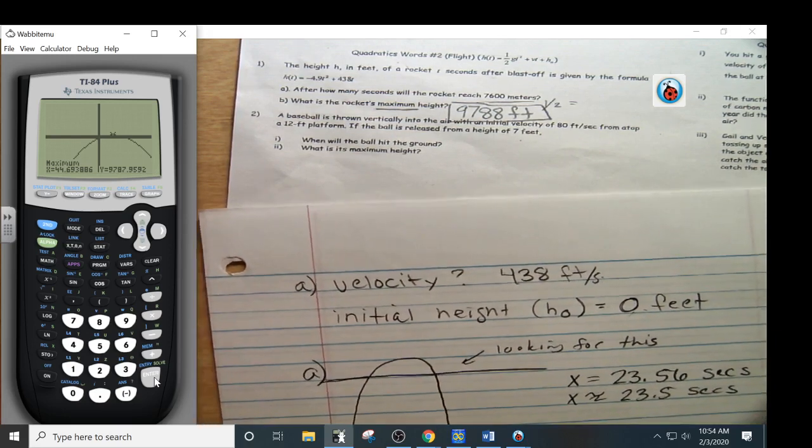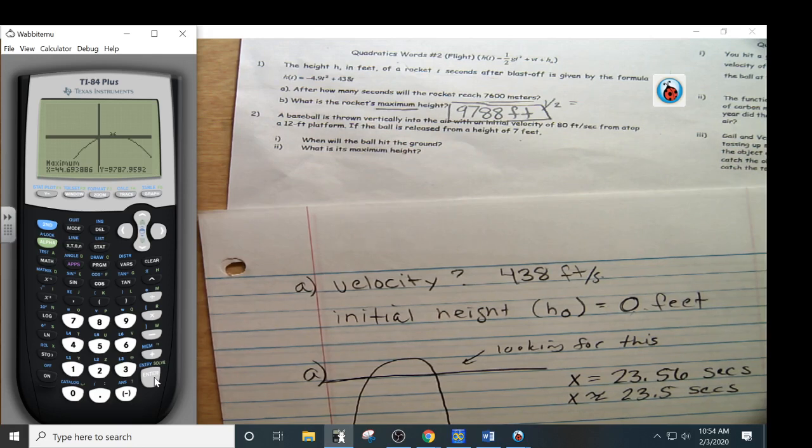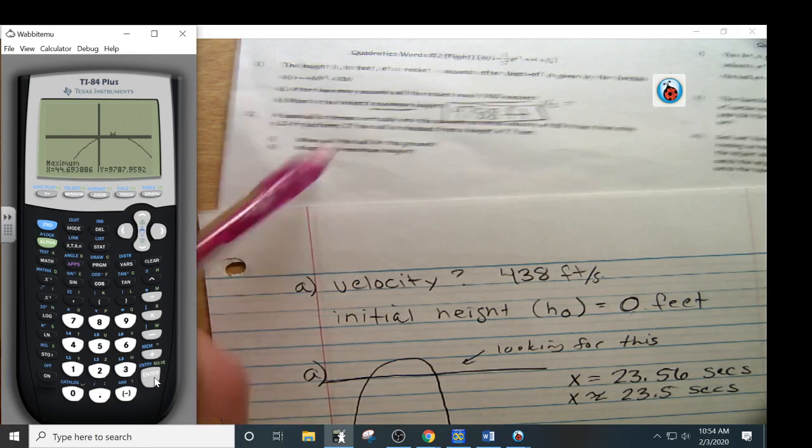Guys, before we leave, guys, keep this paper for tomorrow. Do not lose it because I don't have any extra copies. I'm going to hold up right here.